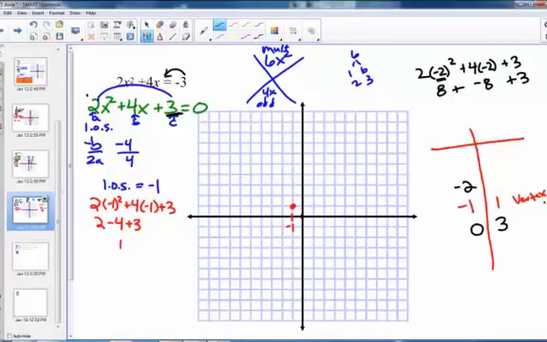Okay, well this is great. So -2 also gives us 3. 0 gives us 3. -2 gives us 3. And it makes complete sense that this never crosses the x-axis because it's not factorable.